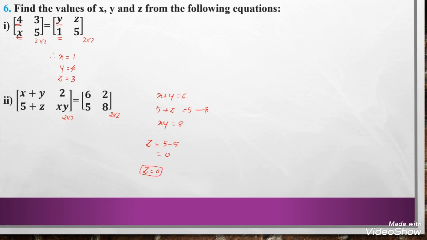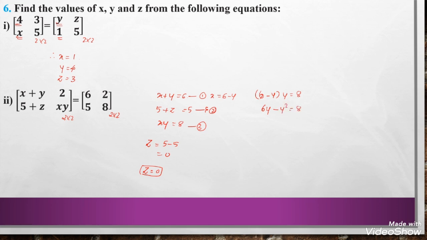For finding the x and y values, we have to consider the first condition. x is equal to 6 minus y. Taking y to the right side, it becomes minus y. Substitute equation 1 in the third equation: in place of x, take 6 minus y, times y is equal to 8. That is 6y minus y into y, y square, is equal to 8.